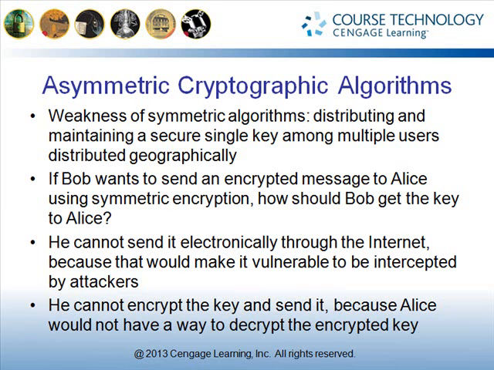Suppose Bob wants to send an encrypted message to Alice using symmetric encryption. He's got to be sure that Alice has the key to decrypt the message. But how does Bob get the key to Alice? I mean, he can't send it electronically through the internet. That might make it vulnerable to being intercepted by attackers. He can't encrypt the key and send it, because Alice would certainly have no way to decrypt the key. One of the primary weaknesses of symmetric encryption algorithms is the distribution and maintaining of a secure single key among multiple users who are oftentimes scattered geographically across the city, state, or world.